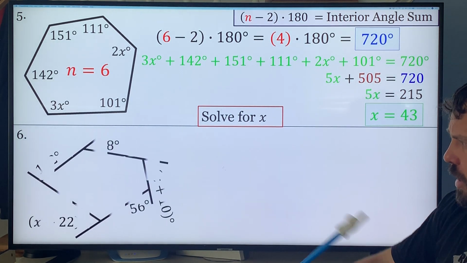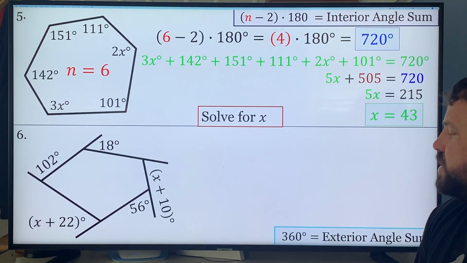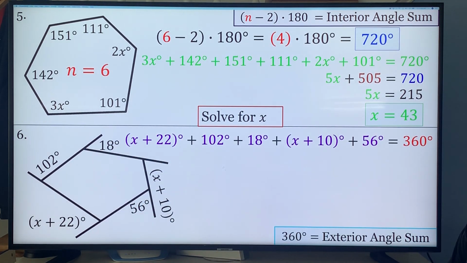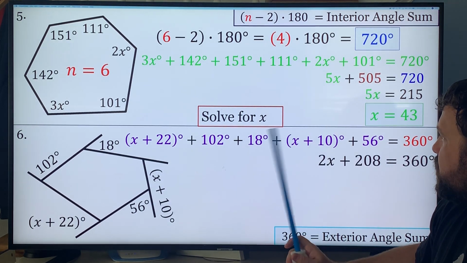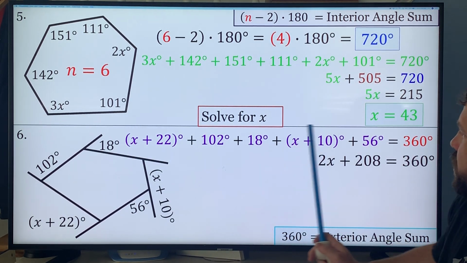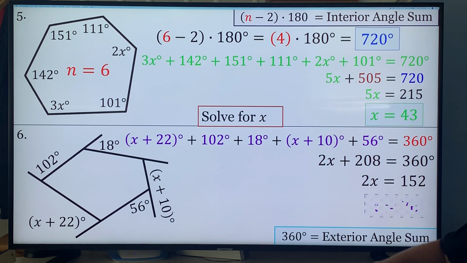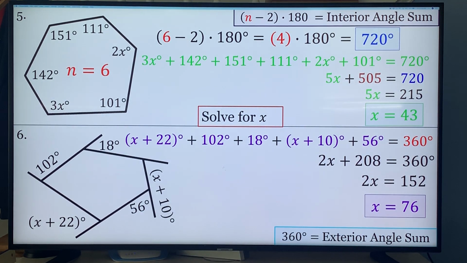Got it? All right, exterior angles always add up to 360. So this, that, and this always adds up to 360. X plus x, you combine like terms, you get 2x, add the number, get 208, equals 360. Take that 360 and subtract 208 from it. Divide 152 by 2, and you get x is 76. All right, so if I wanted to find this angle, it would be 98 degrees.